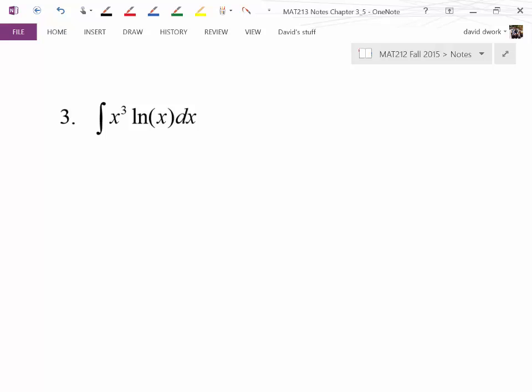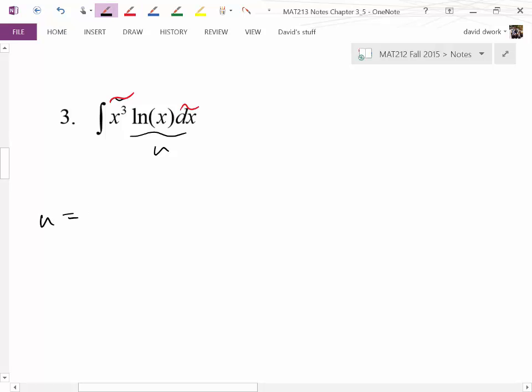All right, now here's a little tip on this one. If we let u be x, well, actually, rephrase. Let me go the other way. If I let u be natural log of x and I let dv be x cubed dx, let's take a quick look at what that would look like.